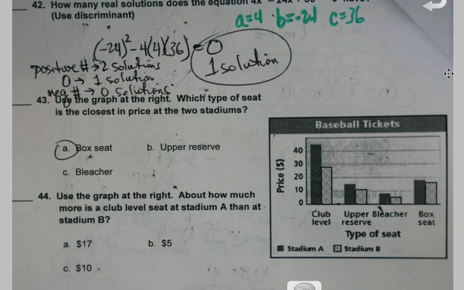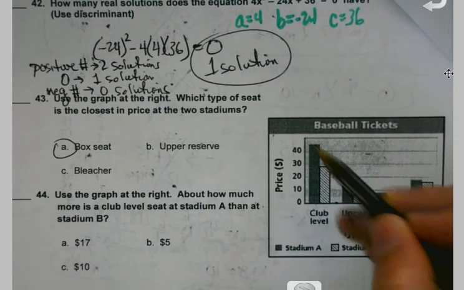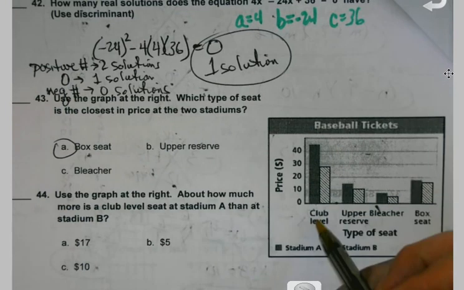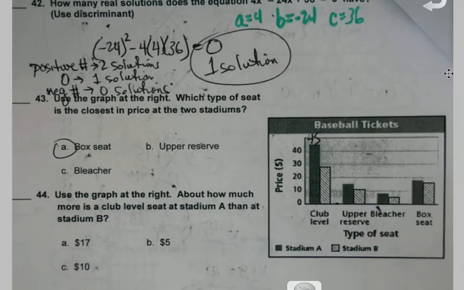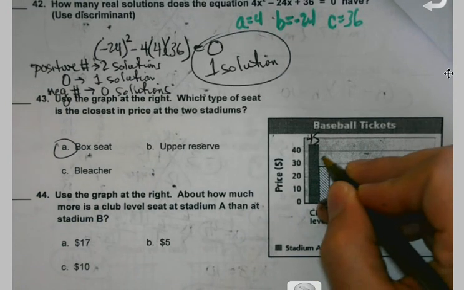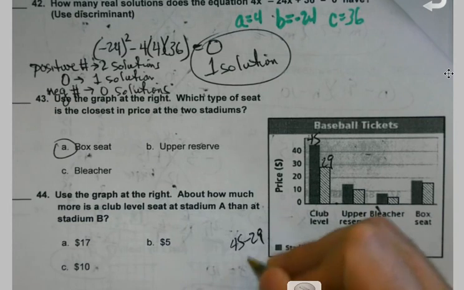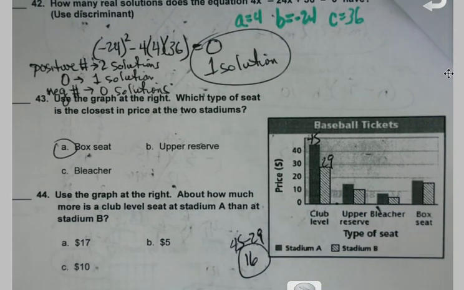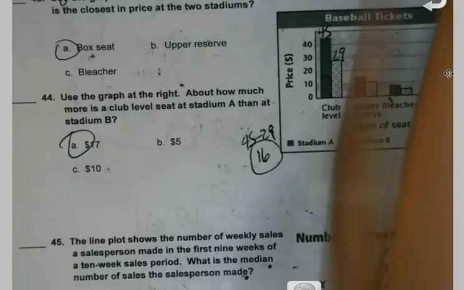Use the graph to the right. About how much more is a club level seat at Stadium A than Stadium B? About how much of a price difference is there? Let's do this even. How much does it look like a club level seat at Stadium A would cost? About 45, I'm with you. What about at Stadium B? Yeah, right here. Okay, let's say 29. So if I did 45 minus 29, I'd get 16, but 16's not one of my answers, so what's the closest? So it's 17. Good. Just using a little logic.